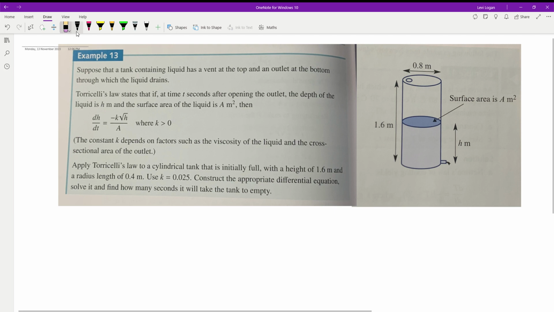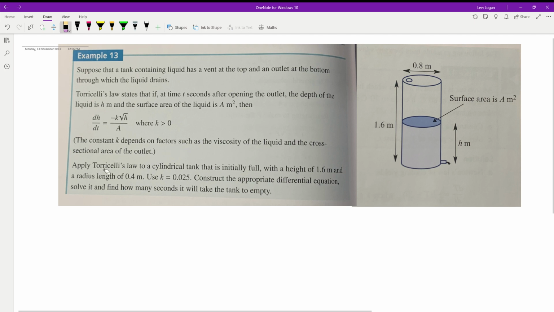Okay. So we have dh/dt equals negative k, where k is a constant, h is our variable, and A, I believe, is the surface area of the liquid. That would be this surface area here, which would be the area of a circle in this case. The constant k depends on factors such as the viscosity of the liquid and the cross-sectional area of the outlet.